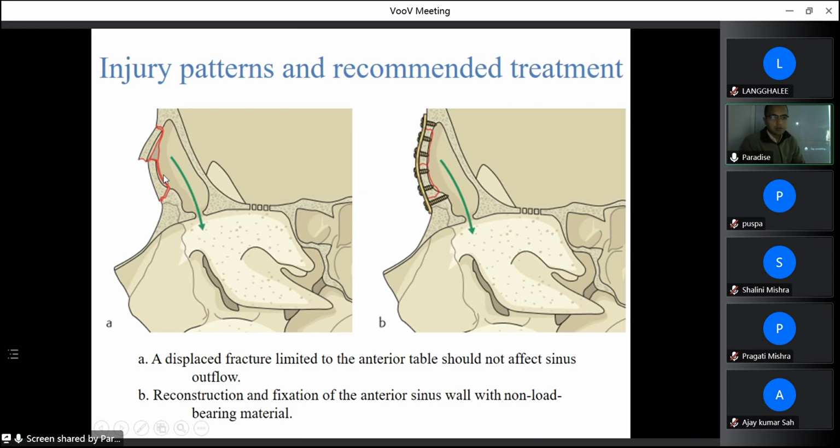Okay, so let's consider if only the anterior table is fractured and the posterior table is intact, then what will we do? A displaced fracture limited to the anterior table should not affect the sinus outflow. So reconstruction and fixation of the anterior sinus wall with non-load bearing material is indicated. In this case, only the anterior table is fractured, the posterior table is intact, and the outflow tract is also intact. In such cases, you just have to reduce and fix the anterior table with the help of a 1.5 mm plate and screws. These are known as non-load bearing plates.